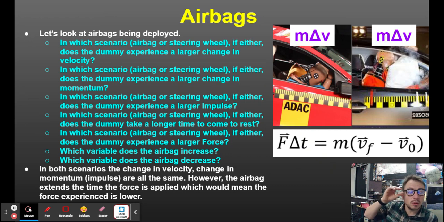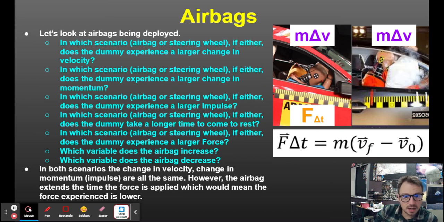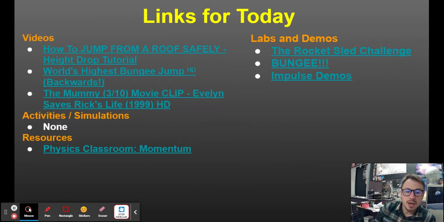So if we look at this, the change in momentum is going to be the same. Same person, same change in velocity. The end result's the same. They come to rest. But when you hit the steering wheel, the force that is going to be experienced is going to be a lot larger because it takes a shorter time to come to rest, as opposed to the airbag. What it does is it spreads that force out over a longer period of time.